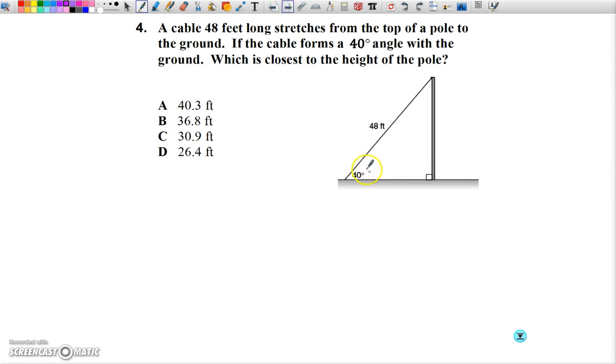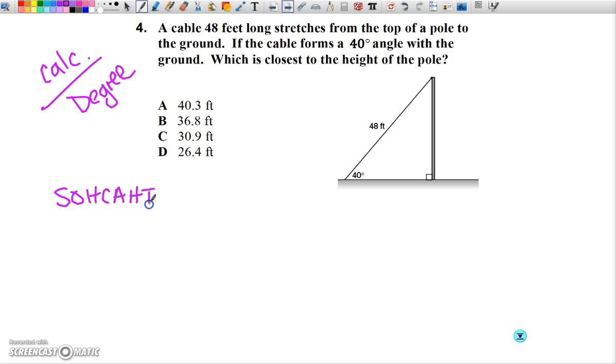All right, our next one. Now this one, remember your calculator, degree. So it needs to be in degree mode for this. And this one is trig, so you need your SOHCAHTOA. All right, so here's our reference angle. This is the side across from it, which is what it's asking you for. And then this one is our hypotenuse. So opposite over hypotenuse, which means we're using sine.